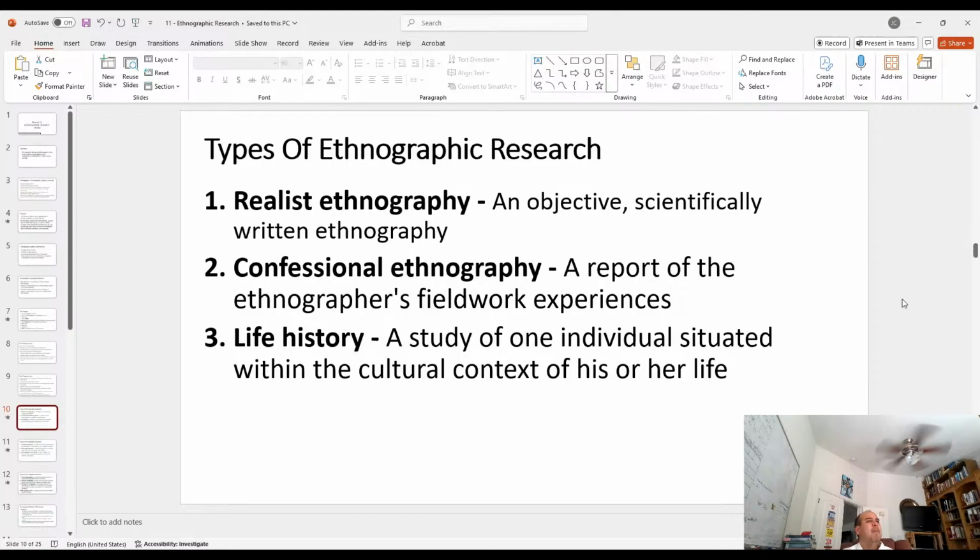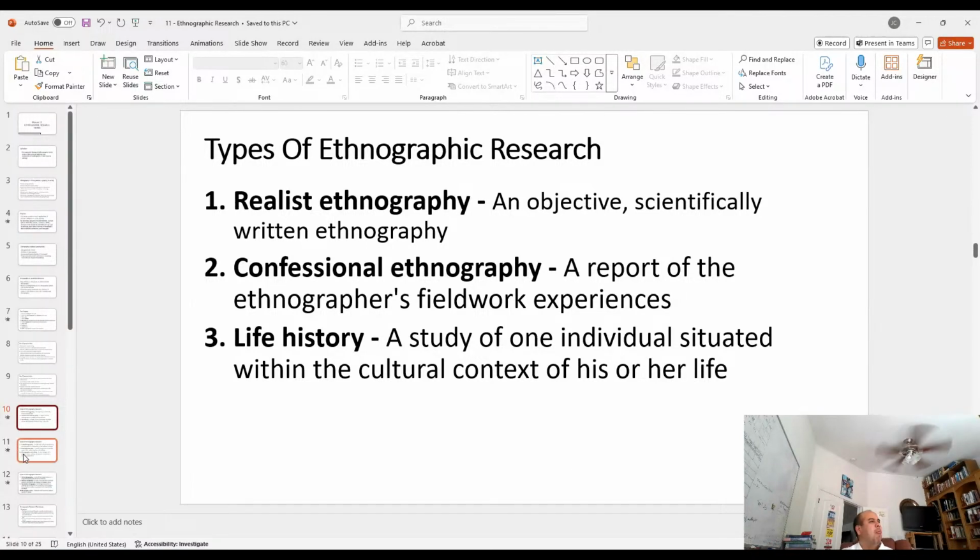And then you have life history. This is a study of one individual situated within the cultural context of his or her life. So this is not many participants. This is one participant. And this is where you study unique people like a US president or a student body president, where you have these very unique life stories. This is where you have an N of one.